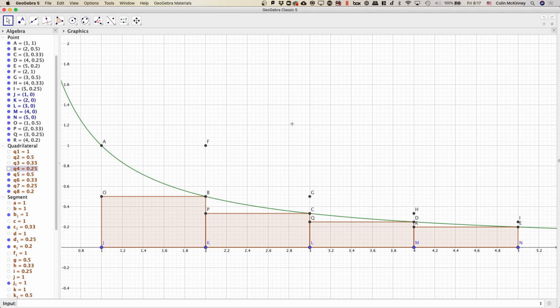What is the value of this estimate? Well, what's the area of each of these? What's this one? 1/2, 1/3, 1/4, and 1/5. Add all those up, or have our wizard at the back do it.